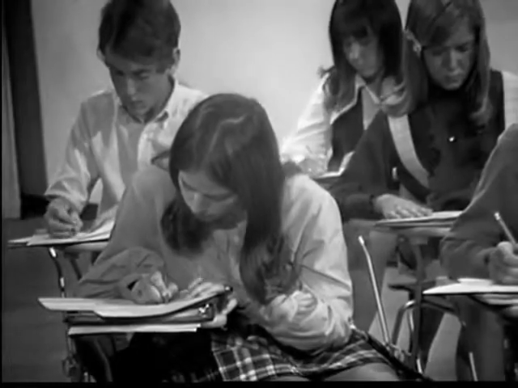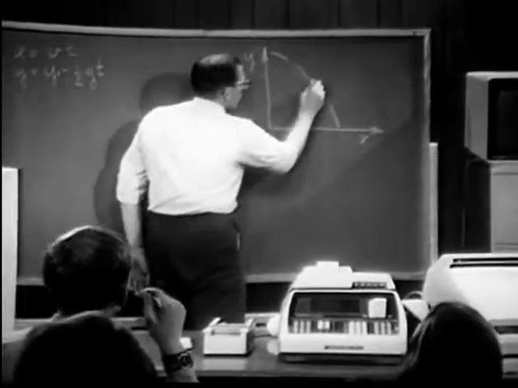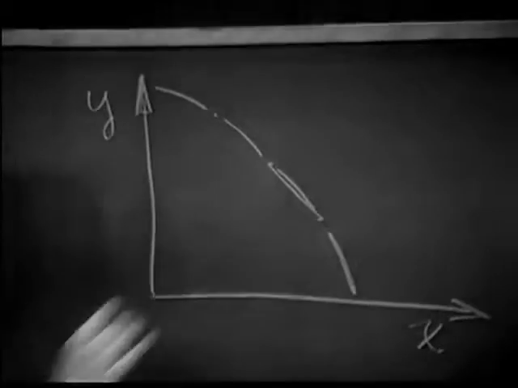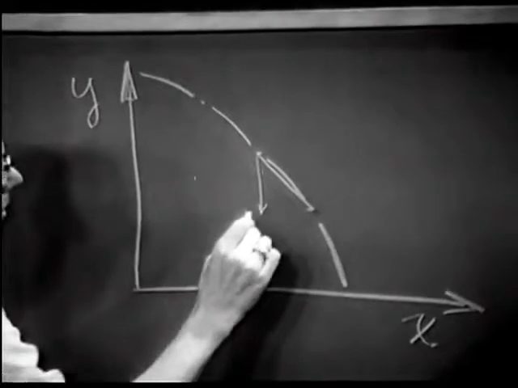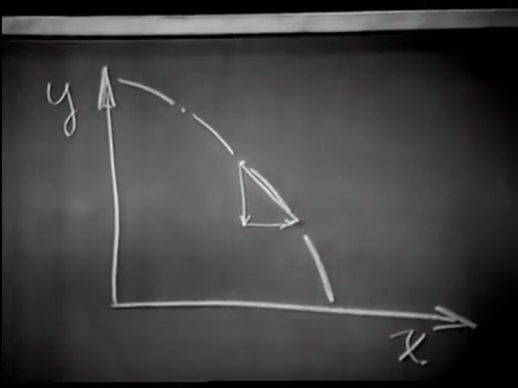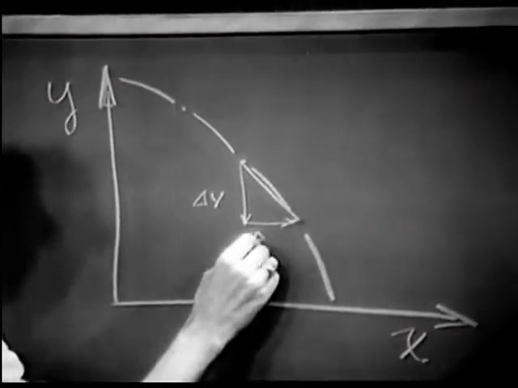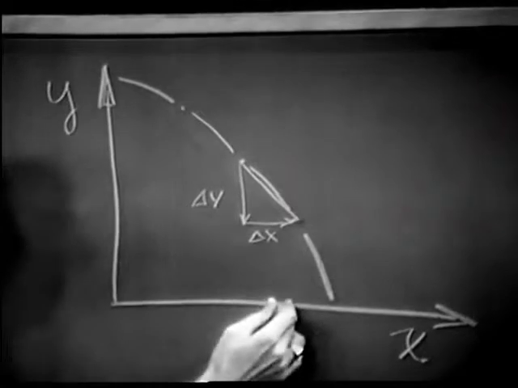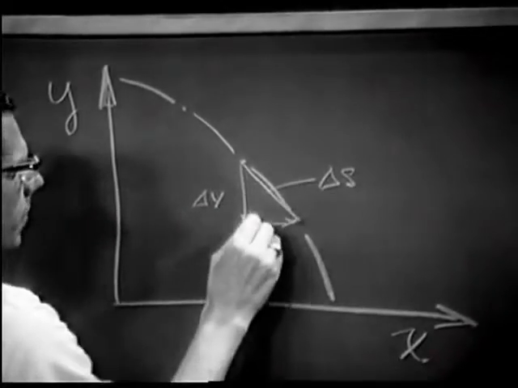Now why don't we step over to the blackboard here, and we'll see just exactly how we can use that. If we draw the vector that approximates the curve, we break it up into a vertical component and a horizontal component. Let's put a number of labels on these so we'll have something to talk about. We'll call this one delta y, the change in the y distance, and we'll call the horizontal component delta x, the change in the x distance, and we'll call this one delta s.